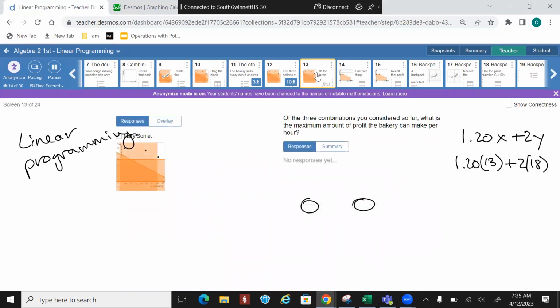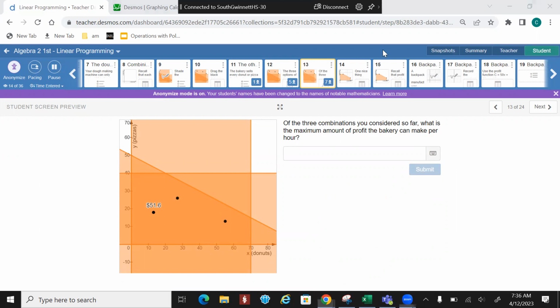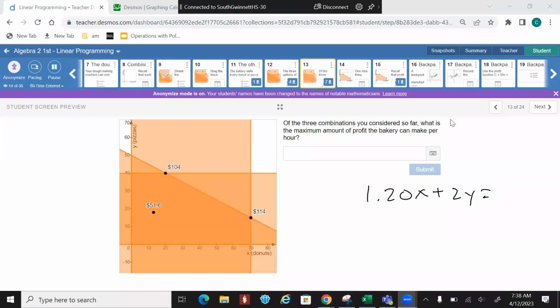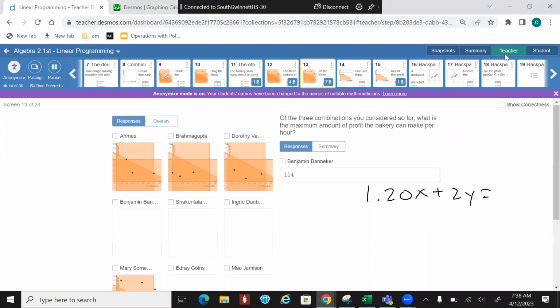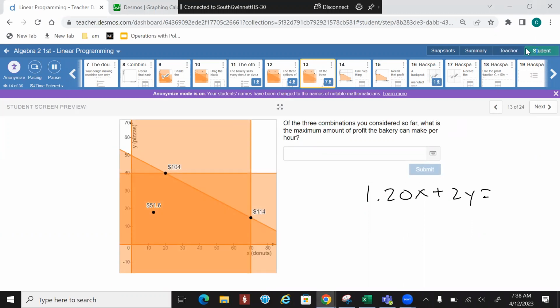Okay. So on slide 13, of the 3 combinations we considered so far, what is the maximum amount of profit the bakery can make per hour? So what's the total amount that they can make in an hour? Let's think about that one. All right. So what's the highest profit that you see so far? Somebody said 114. Can anybody beat that?